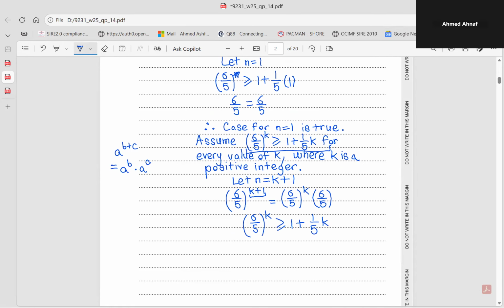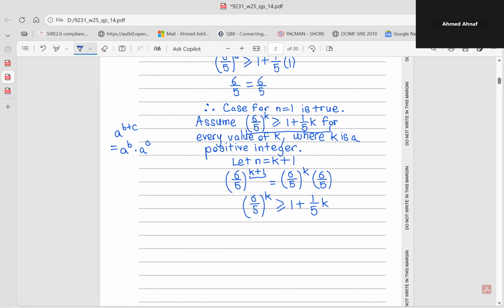And we can also say that 6 over 5 to the power of k plus 1 is more than or equals to 6 over 5 times 1 plus 1 over 5k. Okay?